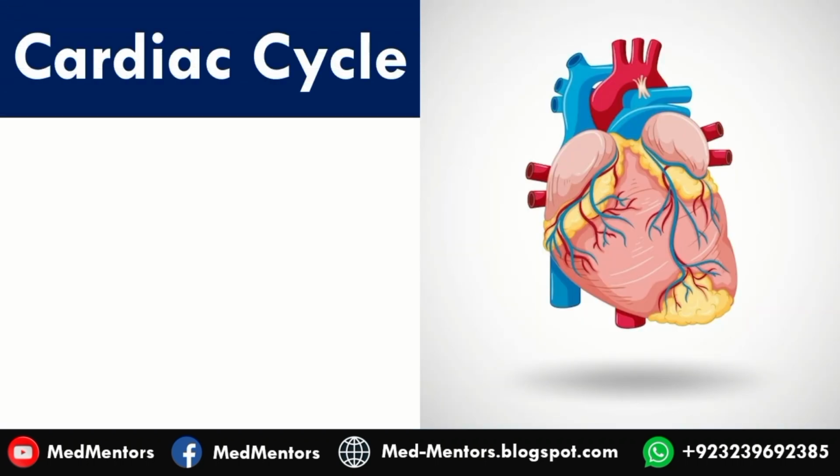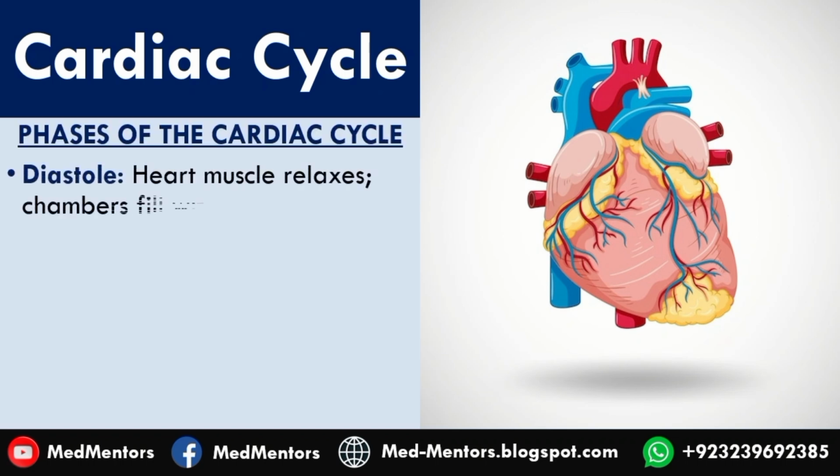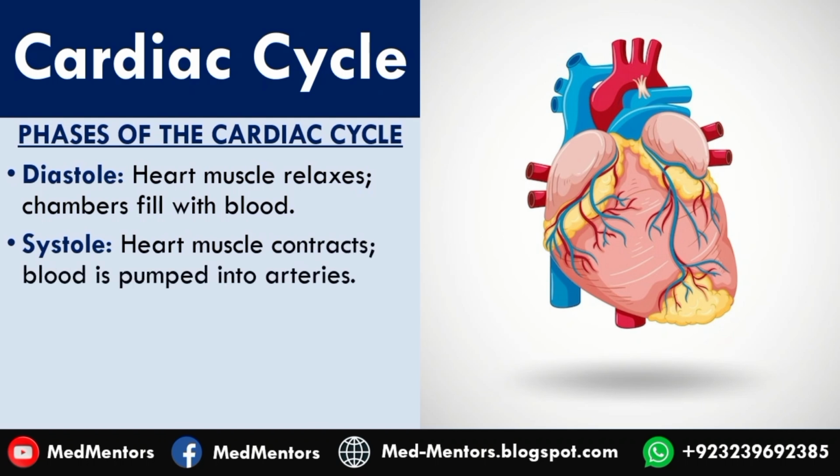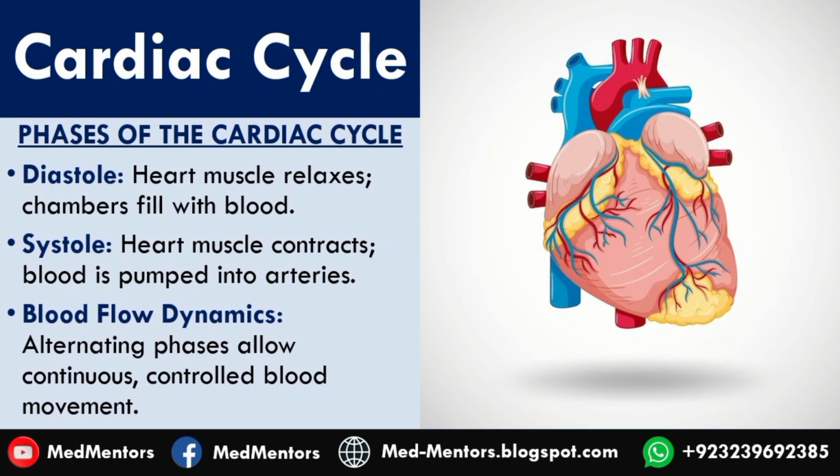Cardiac cycle. The cardiac cycle consists of two main phases that keep blood continuously circulating. Diastole. During this phase, the heart muscle relaxes, allowing the chambers to fill with blood. Systole. In the systole phase, the heart muscle contracts, pumping blood into the arteries. Alternating diastole and systole phases ensure a controlled and steady flow of blood, supporting the heart's role in sustaining life.